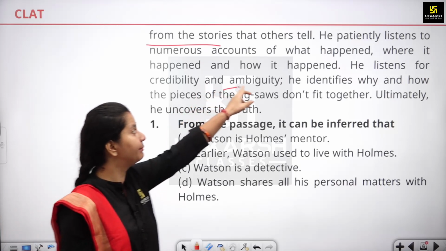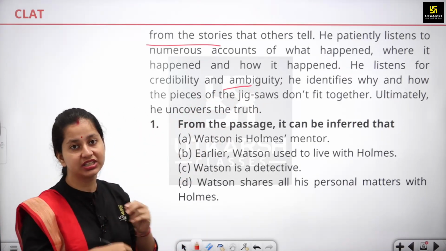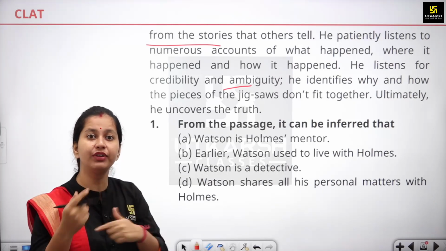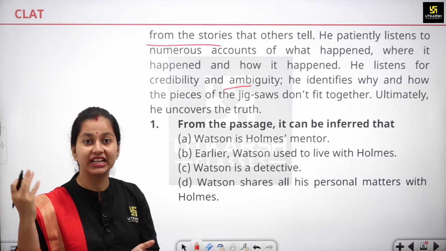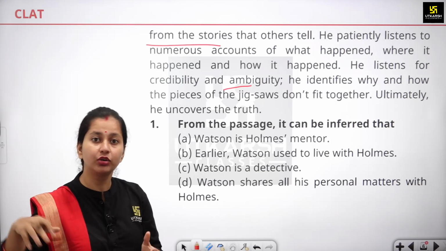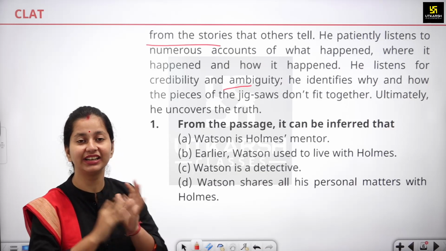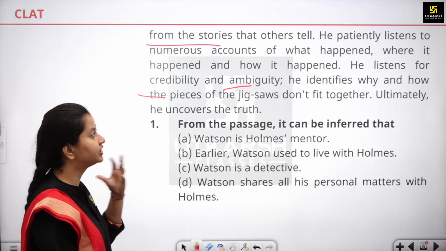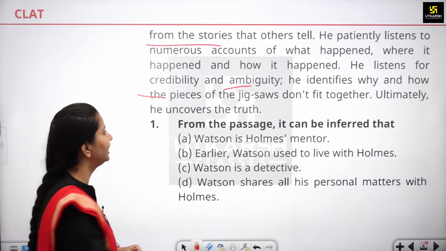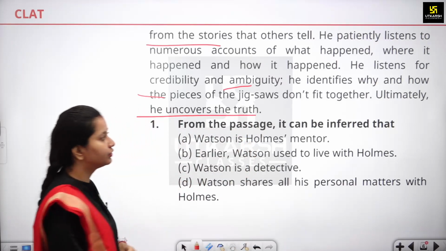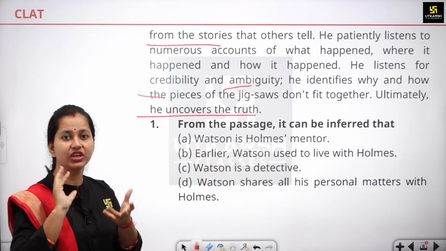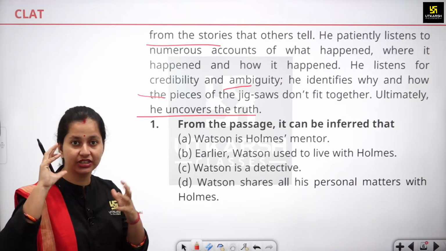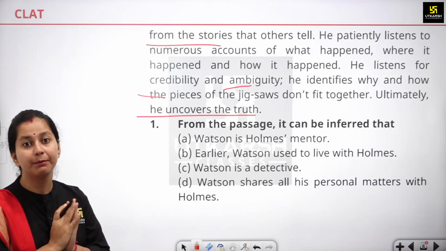And ambiguity means if one person is informing about something, the second person is informing about that same thing but in a different order, and the third person is explaining the same thing but totally different from what the other two have said, then it is called ambiguity. So he identifies why and how the pieces of the jigsaw don't fit together. Ultimately he uncovers the truth. So the passage was basically comparing the abilities of these three detectives and the techniques they use in order to solve any case.